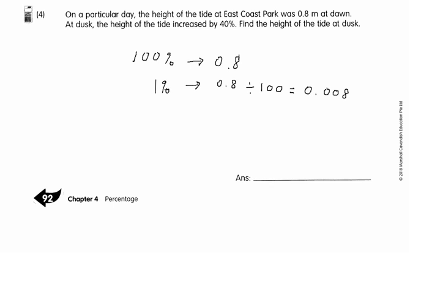Now I'm looking for, like what Wendy said, I'm looking for 140%. Since I'm looking at 140%, it will be 0.008 multiplied by 140, right? Which is equal to 1.12. So 1.12 meters. I see some of you raising your hand. Yes? 0.8 times 140%. I prefer this working. Yes? You can. Yeah, I'm okay with that. Okay. If there's no question, let's move on to the next question.